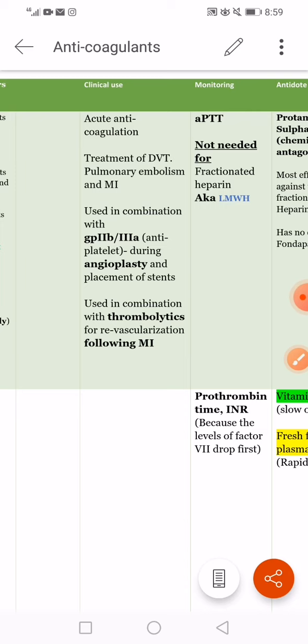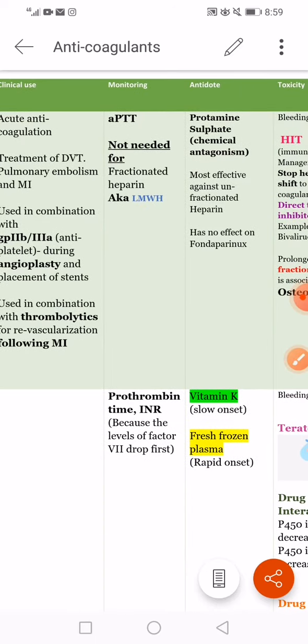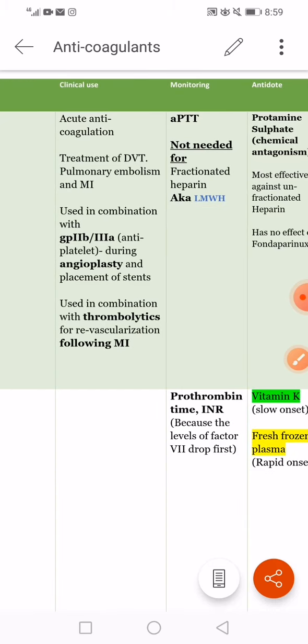So there are two ways of dealing with an MI promptly, either by thrombolytic use, which is the medication, or via angioplasty. And in both of these, heparin has its role to play, right? In the case of angioplasty, it is given with antiplatelet drugs to make the process easier, and it is also given with thrombolytics to lyse the thrombus which might have formed in a critical coronary artery.